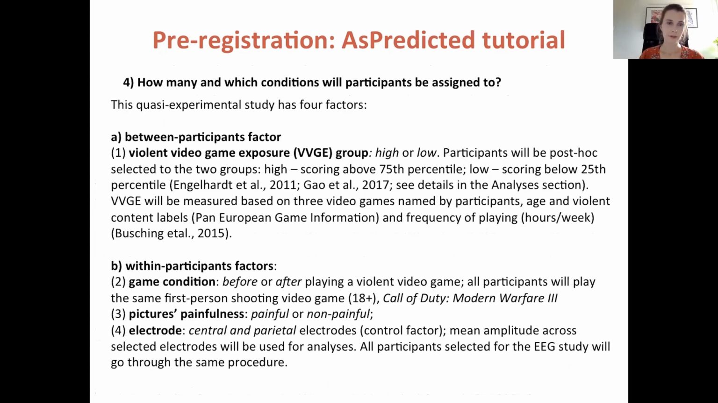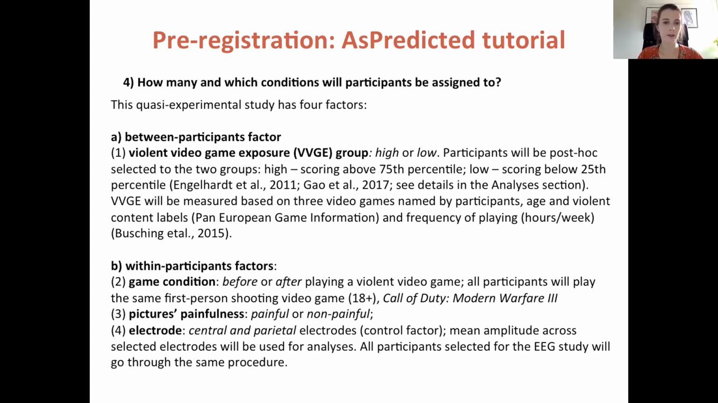In the fourth question, you have to define the conditions that the participants are assigned to. So you have to say whether it's a correlational study, experimental, or between, within. So you need to define all the factors that you plan to use, and also how many levels they have.